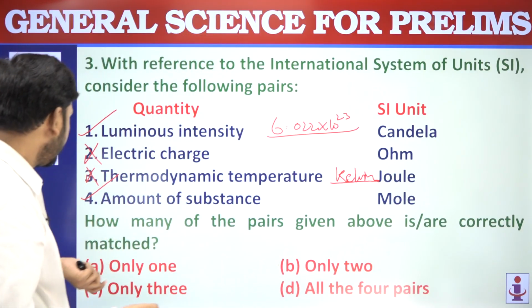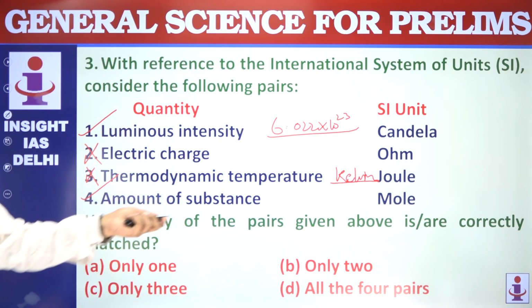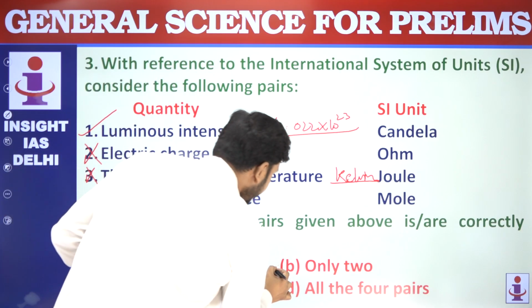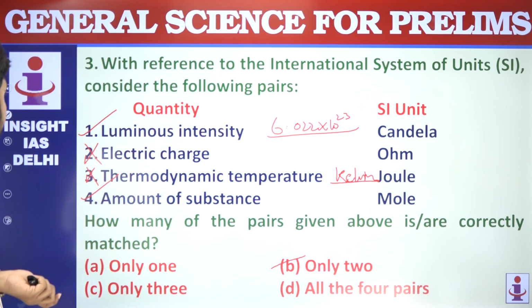So how many of these are correct? Two pairs are matching and 2 are wrong. So which of the following is correctly matched? Only 2 is the answer. Let's go to the fourth question.